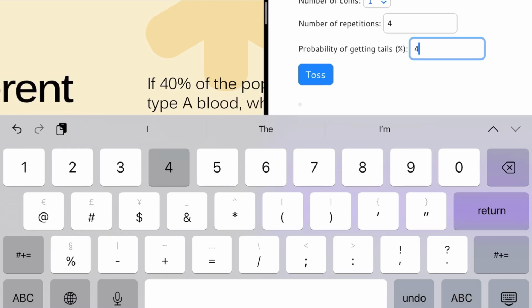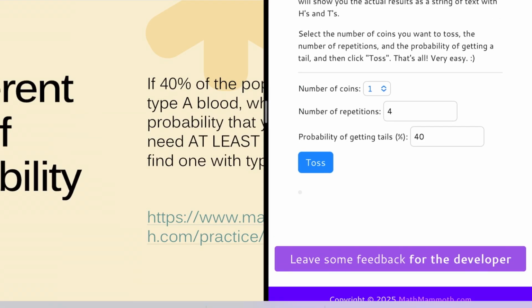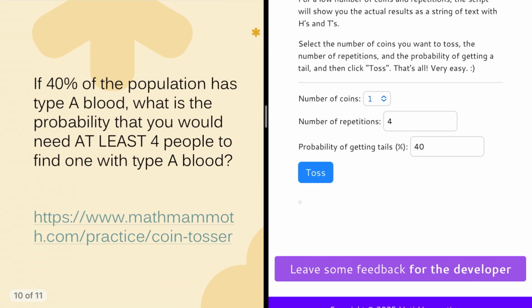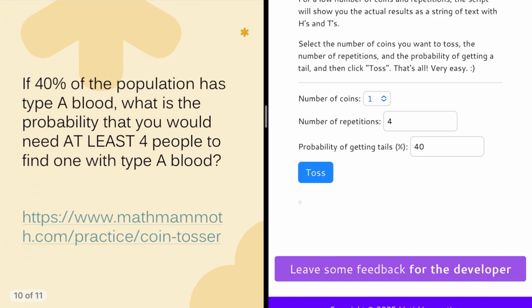And we're going to say the probability of getting tails is 40%. Because we're looking for the probability that it would take at least 4 people to get type A blood. So in this case, we're basically saying type A blood is like getting tails. We want to see how many times does it take to get tails only on like the 4th try.